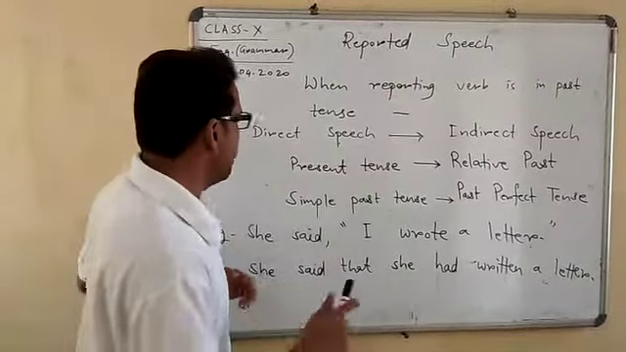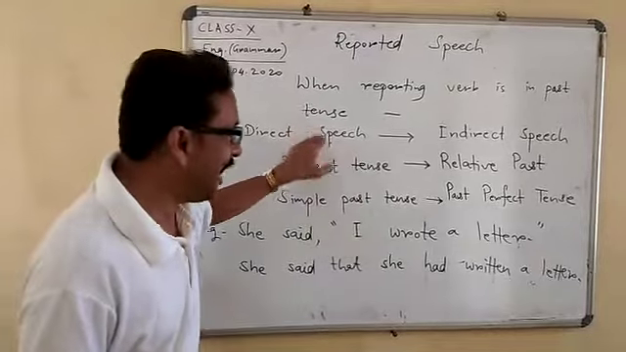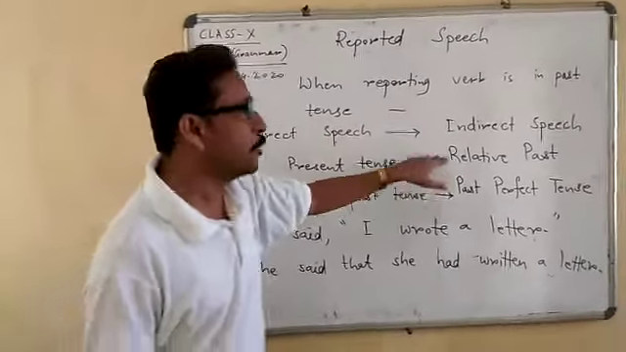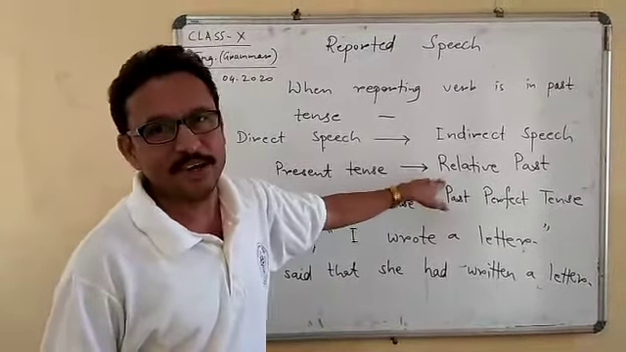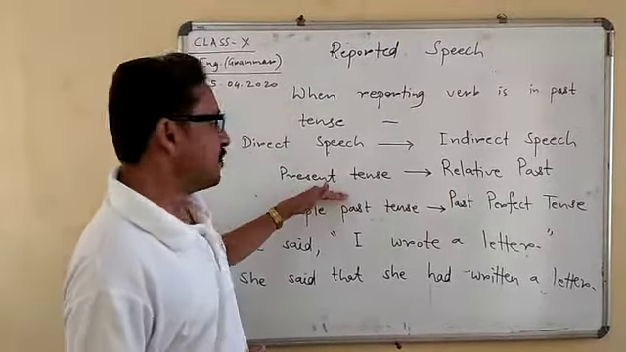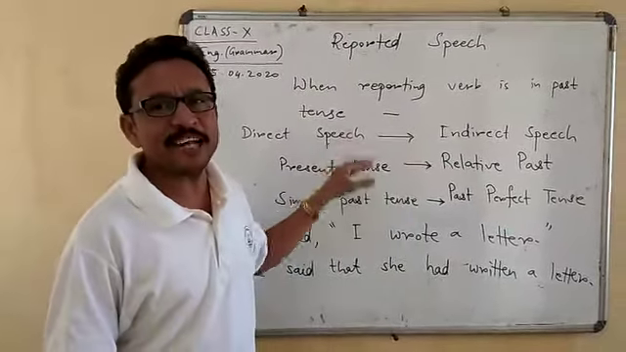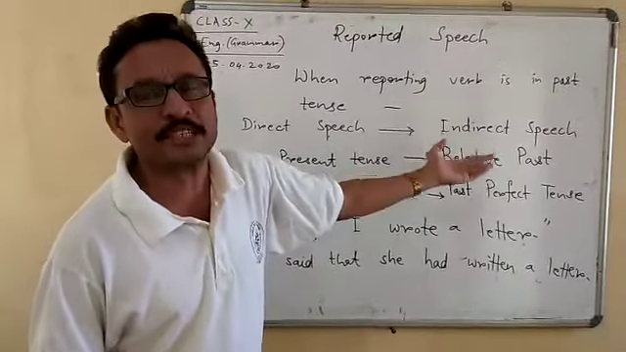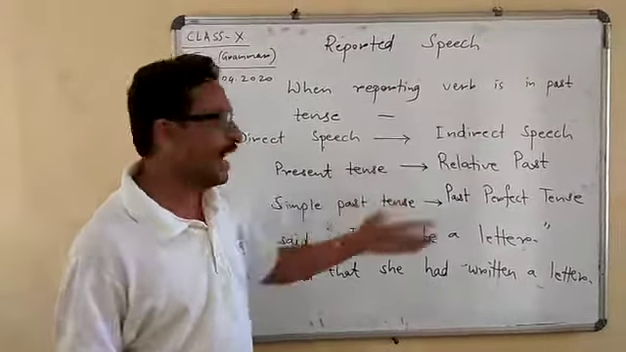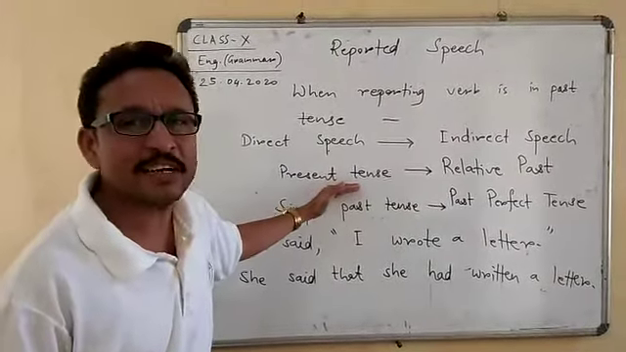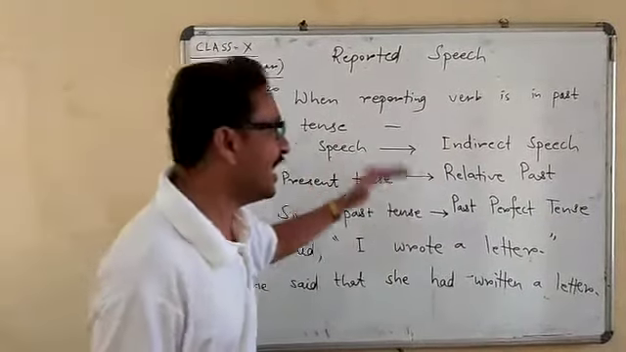Now you must understand that if the reporting verb is in the second form, then present tense in direct speech is changed to relative past tense in indirect speech. Now what is relative past tense? Suppose in direct speech it is simple present tense, it becomes simple past tense. If it is present continuous tense, it becomes past continuous tense. If it is present perfect tense, it becomes past perfect tense. And if it is present perfect continuous tense, then it becomes past perfect continuous tense. This is called the relative past tense.